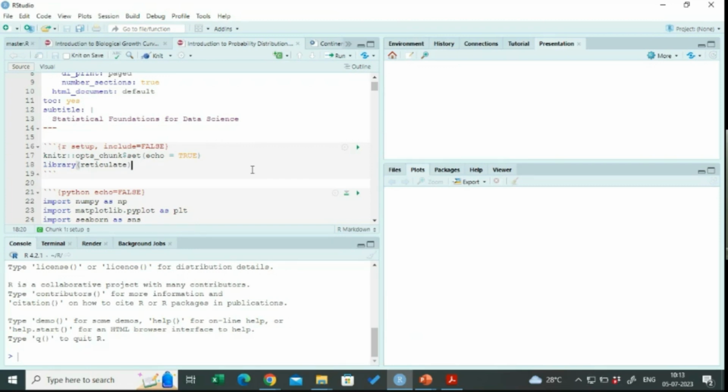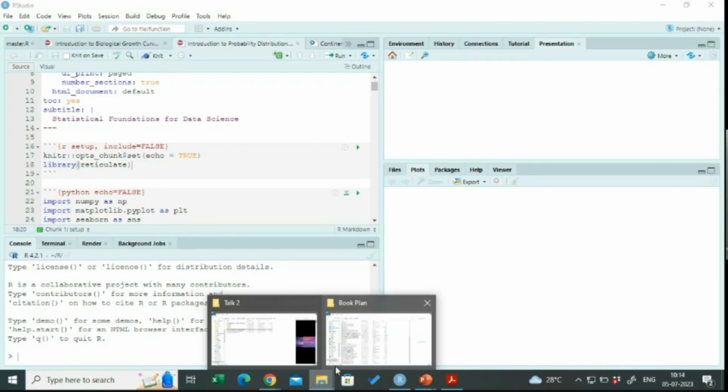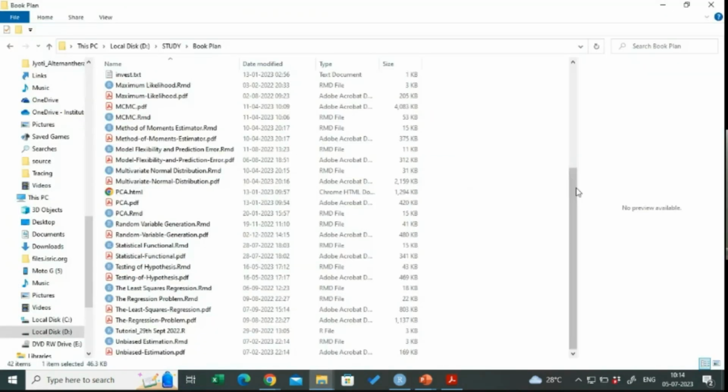So here let me tell you some of the practices that we are following and how we are utilizing this particular platform, RStudio, very effectively. Let me start with my first demonstration. Let us see that. I'm just opening up a document.